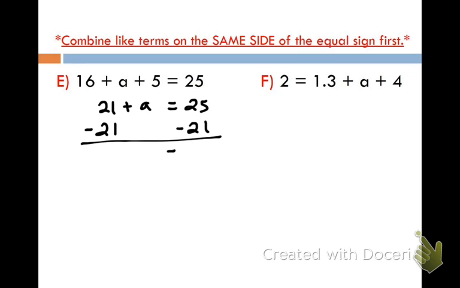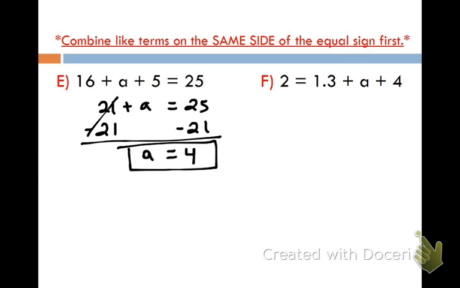What can I cancel out on the left side? 21 and negative 21. I'm left with plain old 4. You have to have your variable, A. What is 25 minus 21? 4. So your answer is A equals 4.